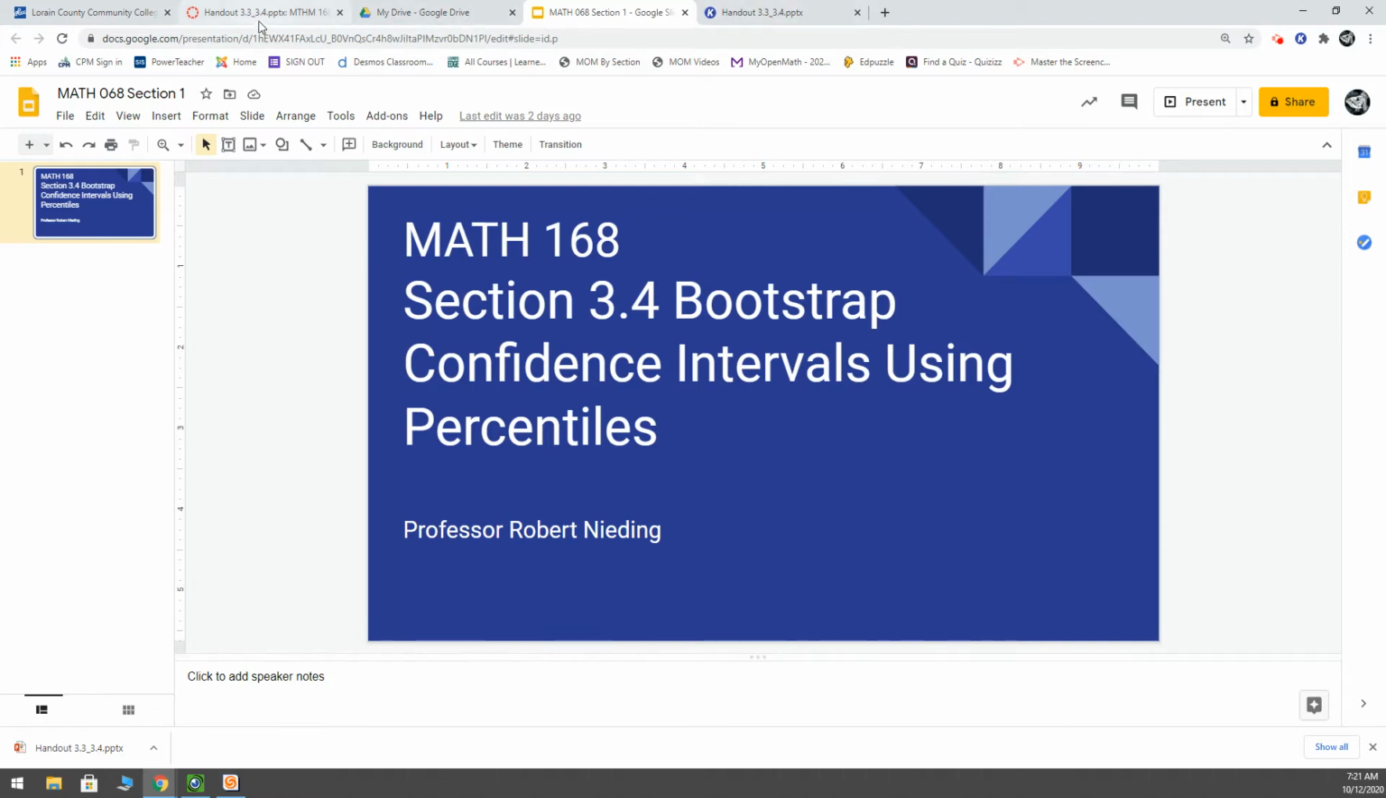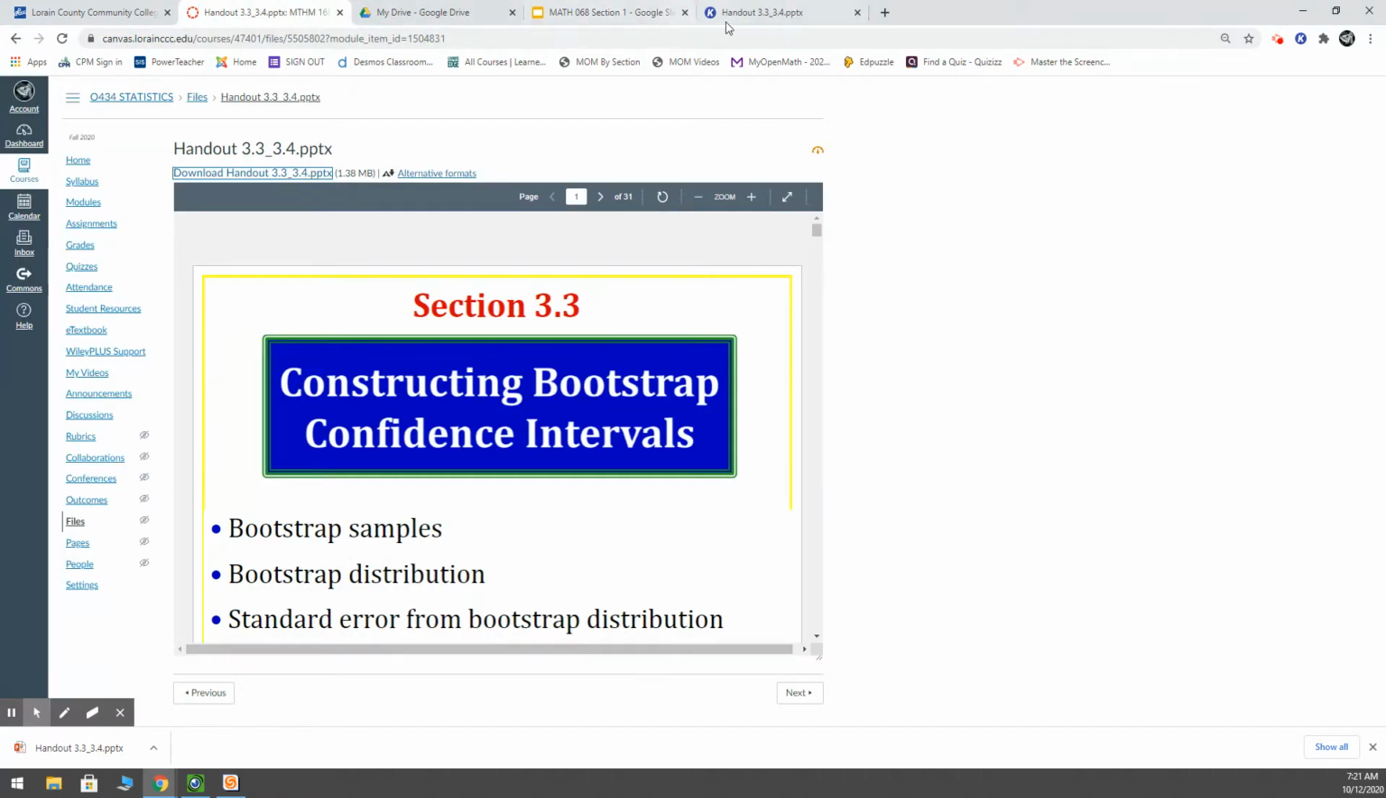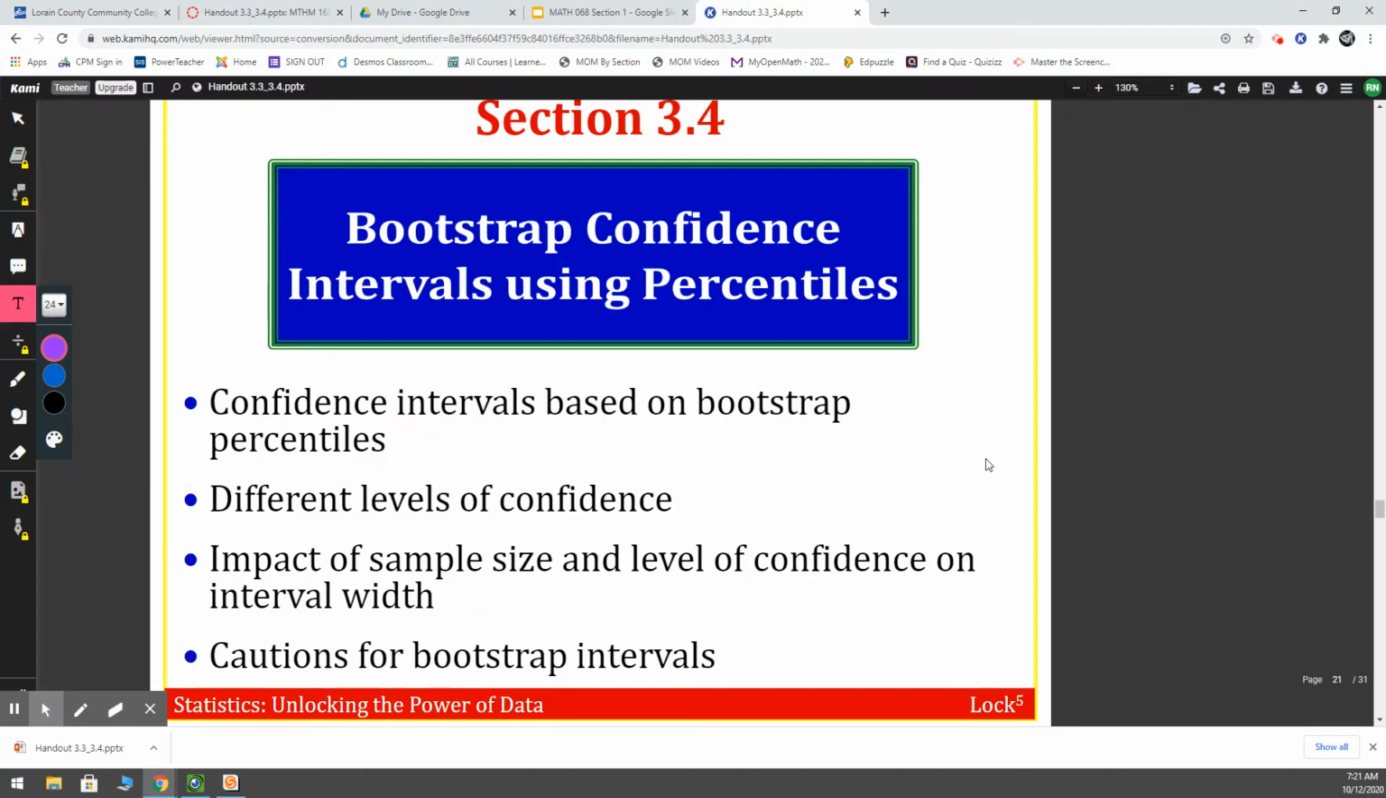So, Section 3.4. Basic overlay, confidence intervals based on Bootstrap percentiles, the different levels of confidence, impact of sample size and the level of confidence on that interval width, and the cautions for Bootstrap intervals.